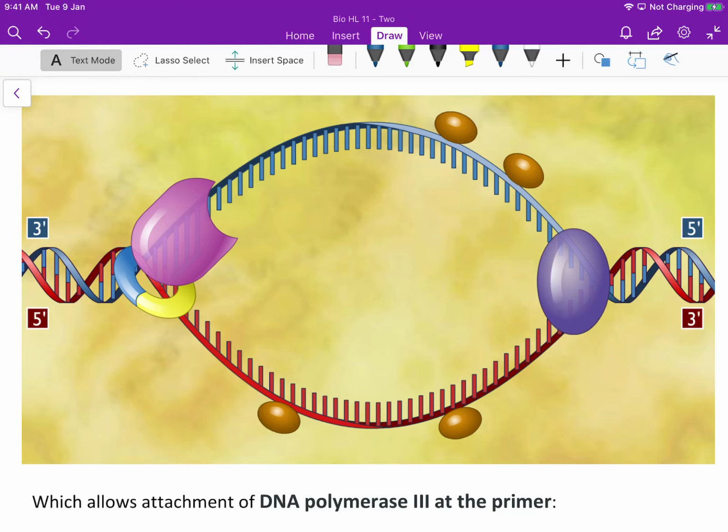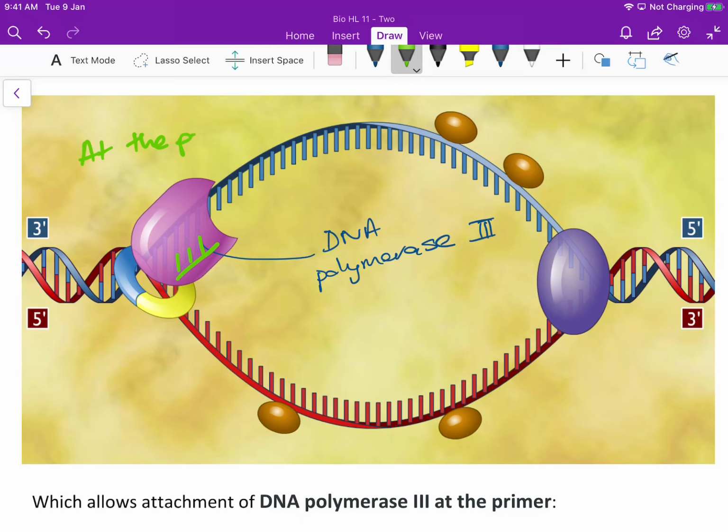And this allows the attachment of our builder. So this is going to build the new train track. This is DNA polymerase, and it is number 3, DNA polymerase 3. So what you couldn't quite see is what it's binding to underneath: it's binding at the primer. So DNA polymerase 3 binds at the primer, which is allowing it to attach.